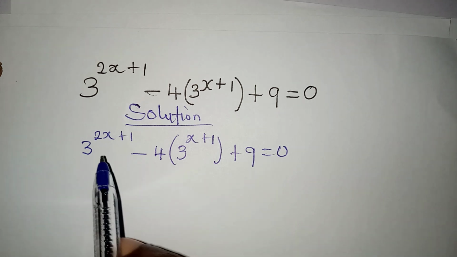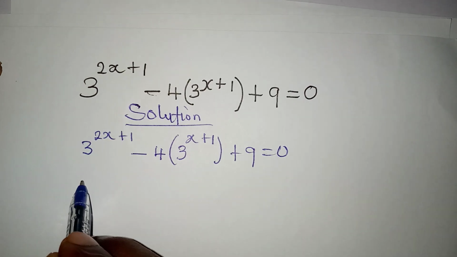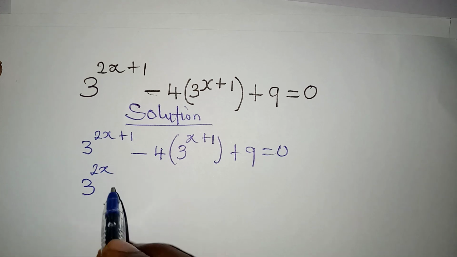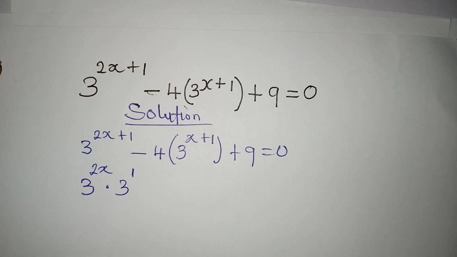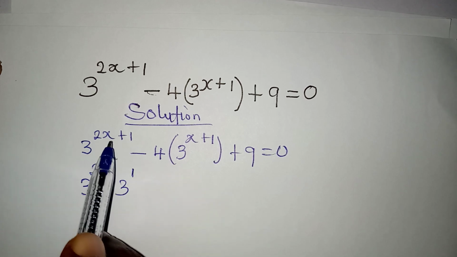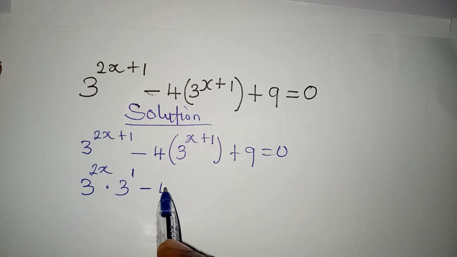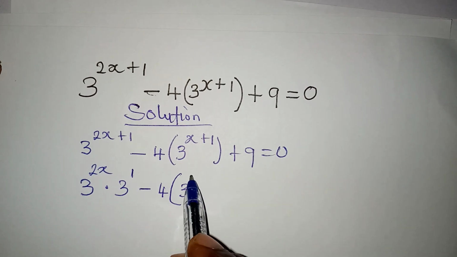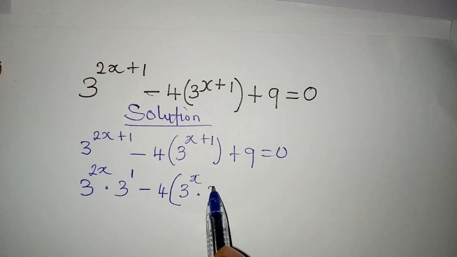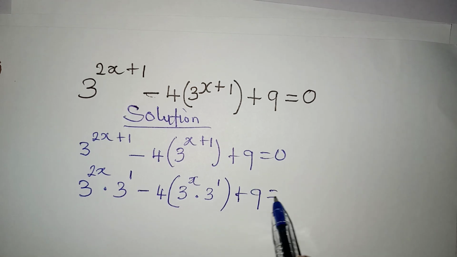So the first thing I'm going to do is to separate this right away. I will have 3 to the power of 2x multiplied by 3 to the power of 1, because according to the law of indices, if you pick one of these, you will still add the powers to get what you had in the first place. Then minus 4 into bracket, I will separate this again to have 3 to the power of x multiplied by 3 to the power 1, and then I have plus 9 to be equal to 0.